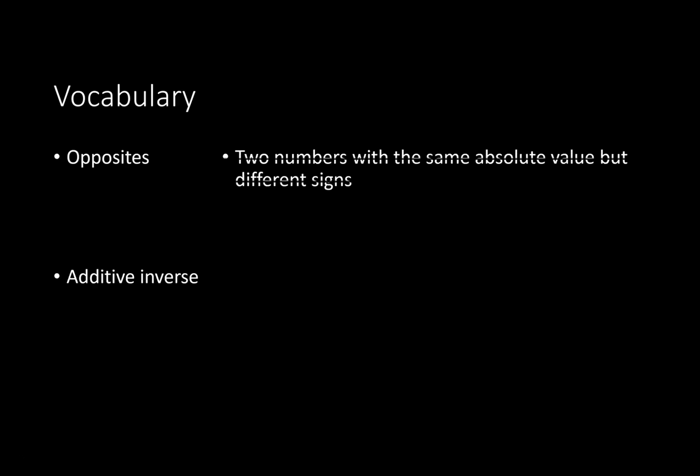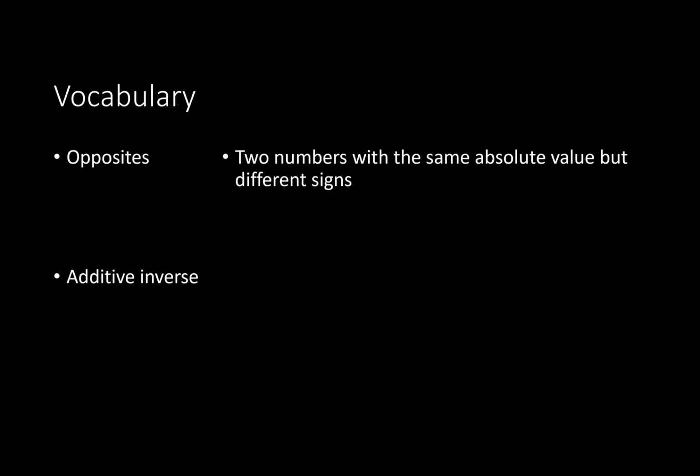All right, Chapter 2, Section 2, adding integers. Let's go. Start with some vocabulary. So first we have opposites. Then we're going to have additive inverse. They're really complicated. They're the same thing.